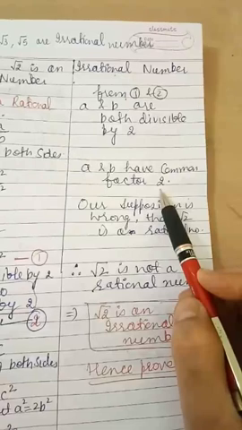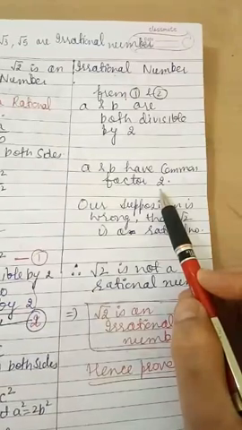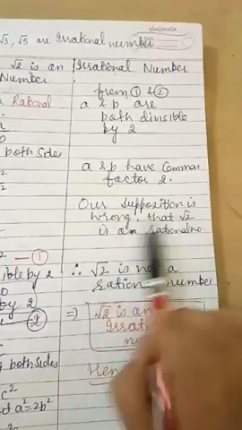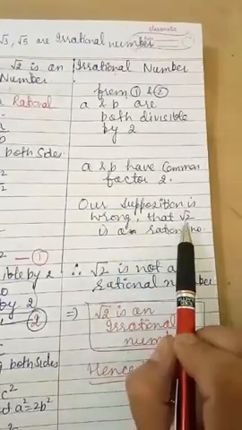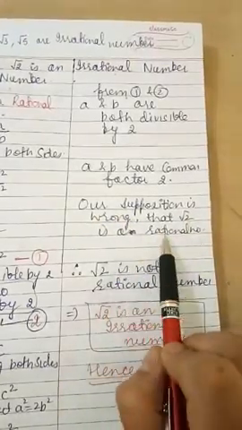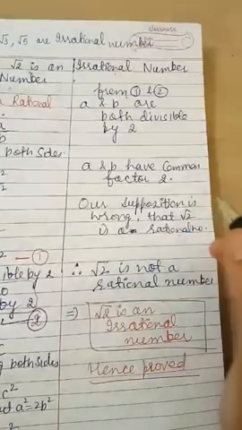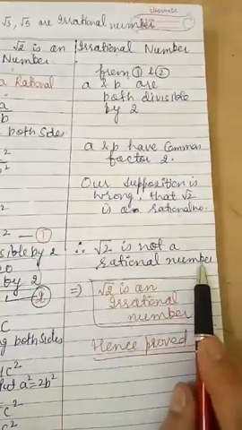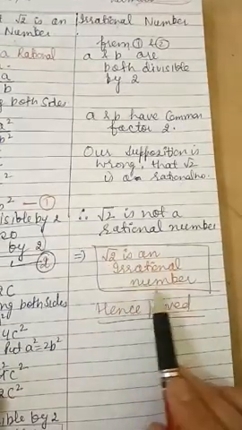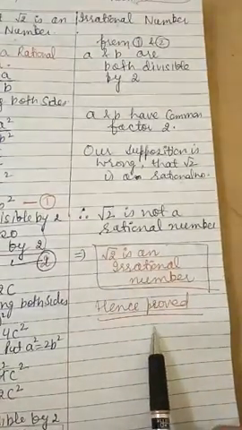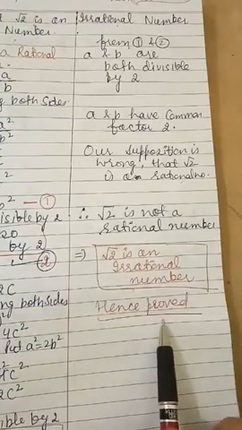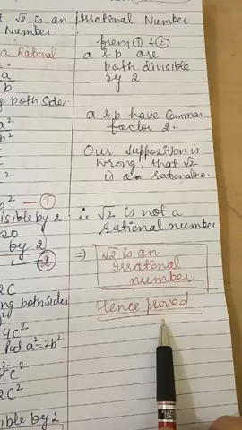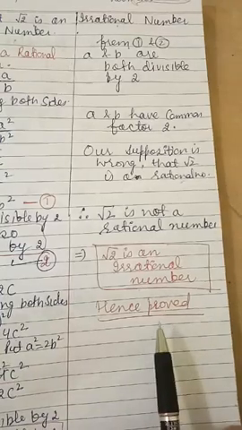Now they have a common factor 2. We know that for a rational number they don't have any common factor. So therefore our supposition is wrong. It means root 2 is not a rational number. Okay, root 2 is not a rational number. Therefore it is an irrational number. So this is a way to prove the sum. Hence proved. So we have completed chapter 1, rational and irrational numbers. That's all for today. Thank you very much.